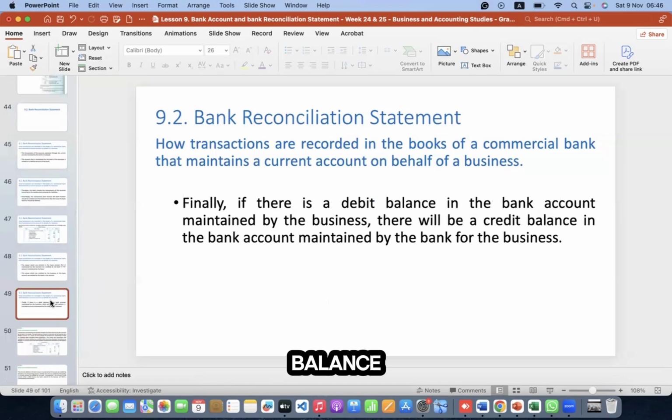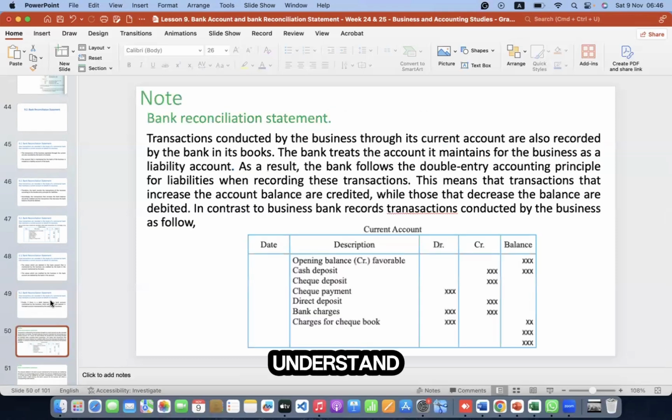Finally, if there is a debit balance in the bank account maintained by the business, there will be a credit balance in the bank account maintained by the bank for the business. That means when the business has a debit balance in the accounts it maintains, when they look at it from the bank's perspective, the bank is having a credit balance in the bank account. Okay, so that's it. Did you understand all these things? What unclear points did you have?